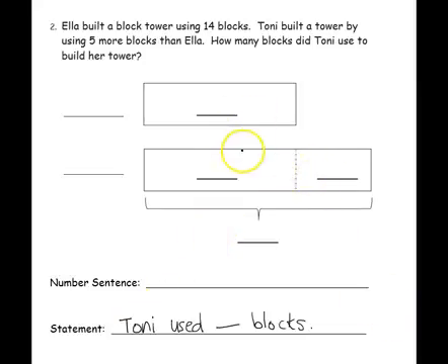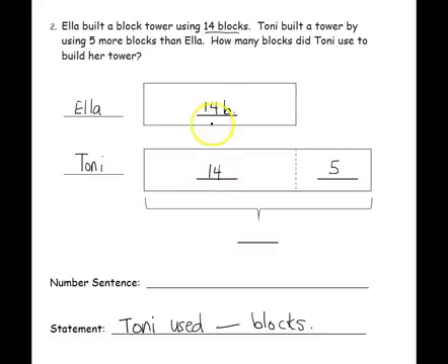Now let's fill in the tape diagram. Since Elle built a tower using 14 and Toni used 5 more, then we'll give the longer tape to Toni and the shorter tape to Elle. We also know that Elle's tower used 14 blocks, so we'll fill in that information on her tape. Now, if the two girls had made towers that were exactly the same, this portion of Toni's tape would also be 14. But Toni used 5 more blocks, so the part of her tape that goes beyond where Elle's tape stops would be the 5 more blocks.